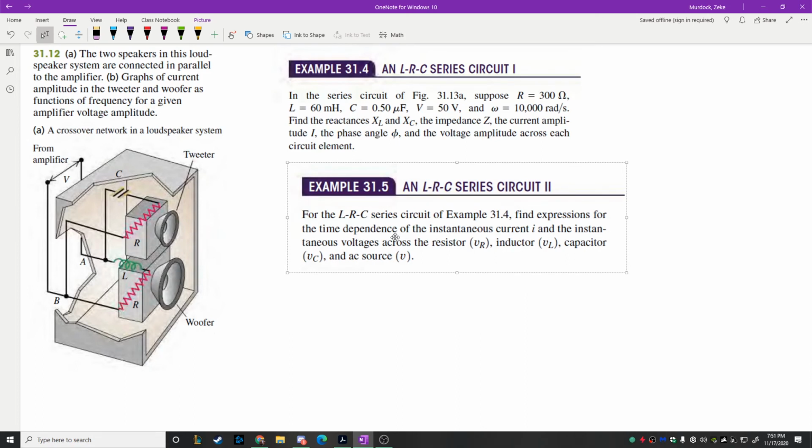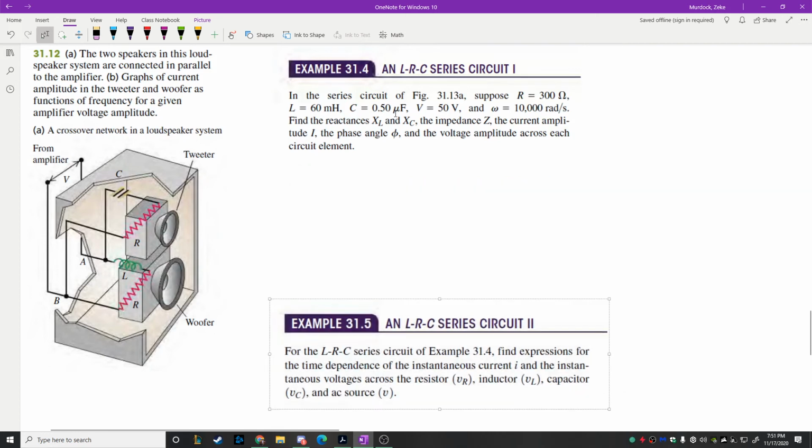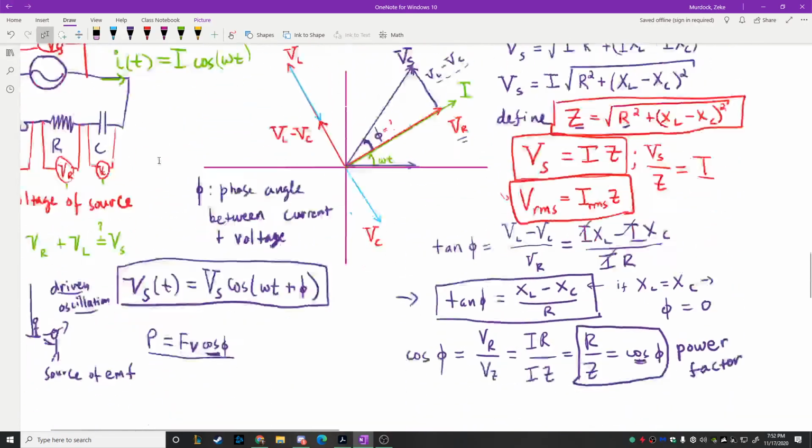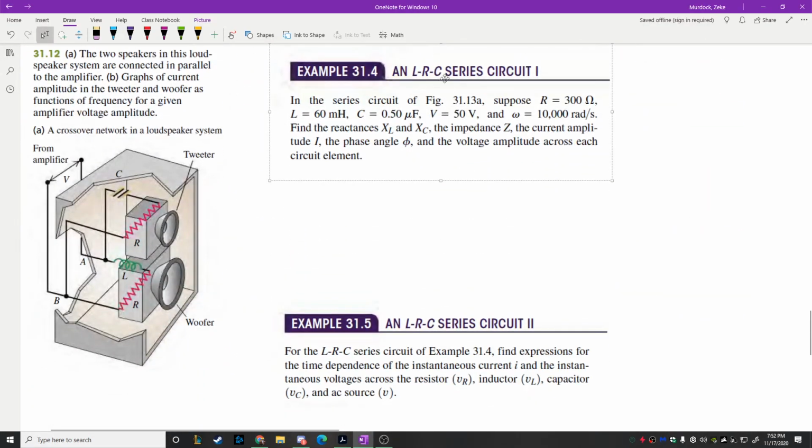So what we want to do is use the knowledge that we just learned to solve this problem. The idea is we're going to have a series circuit, connected in series, with a resistance of 300 ohms, an inductance of 60 millihenries, and a capacitance of 0.5 microfarads. The maximum voltage in the system is 50 volts, and the angular frequency is 10,000 radians per second. We want to find the reactances XL and XC, the impedance Z, the current amplitude I, the phase angle phi, and the voltage amplitude across each circuit element.